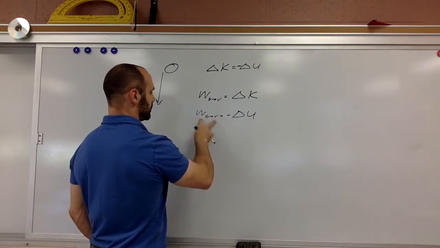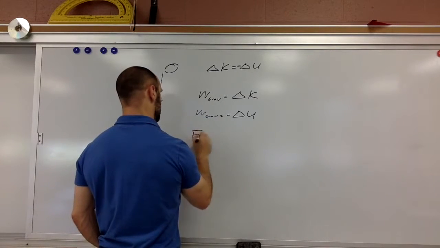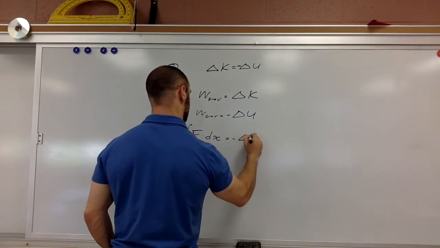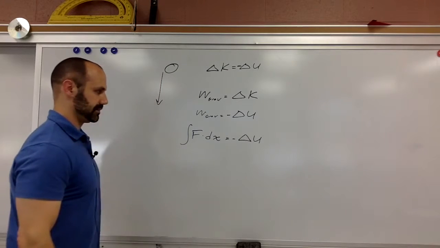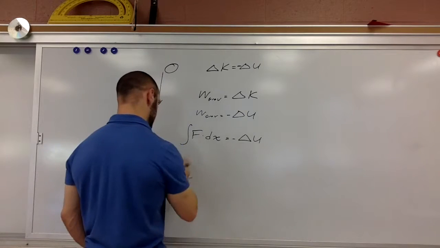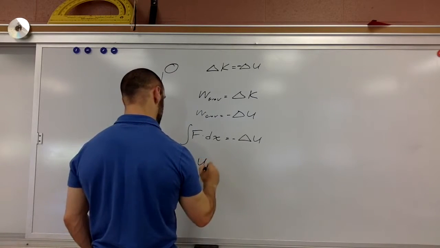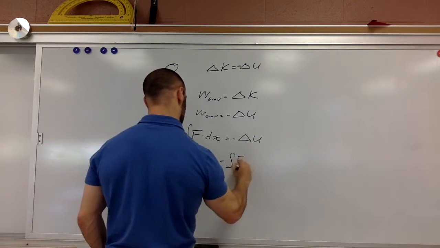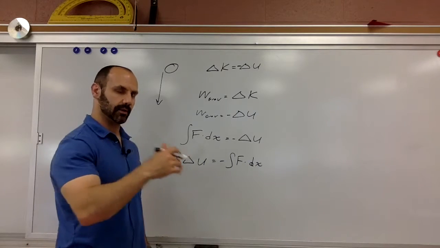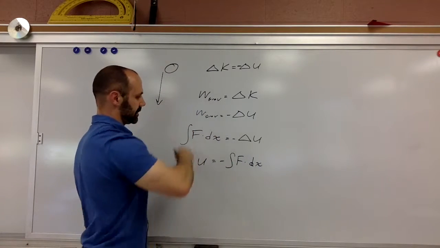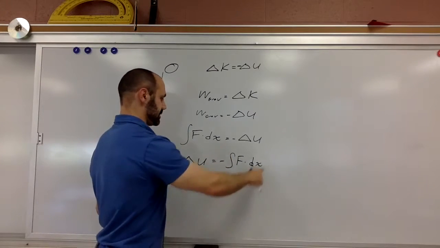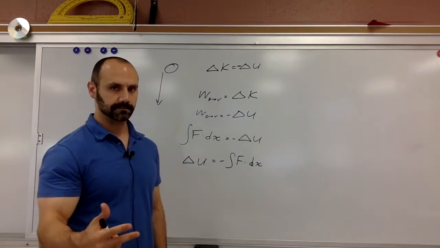Okay, and so how do we calculate work? Well, work is the integral of F dot dx, and that's equal to the negative of the total change in potential energy. So the change in potential energy is the negative integral of that force dot product with dx. It's like we're adding up all the little bits of work that are done as this thing goes down. Here it's a constant force, so we don't need the calculus, but we will need the calculus later. This is going to come in again and again and again.